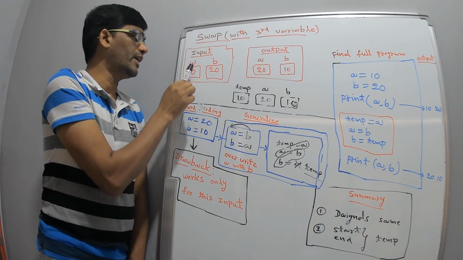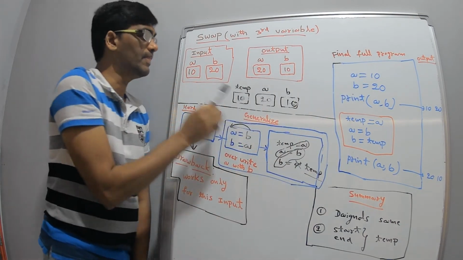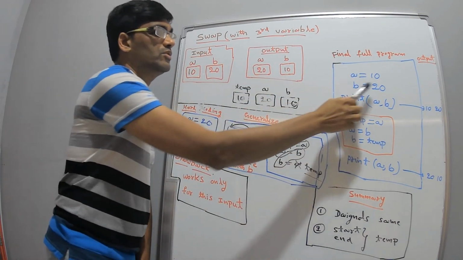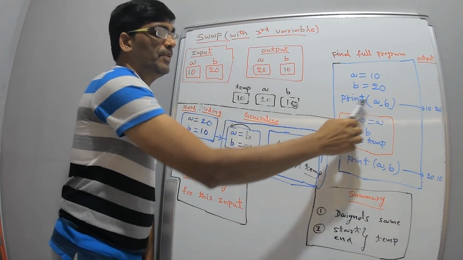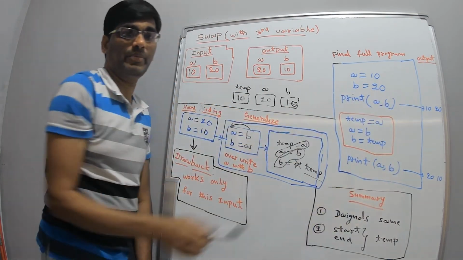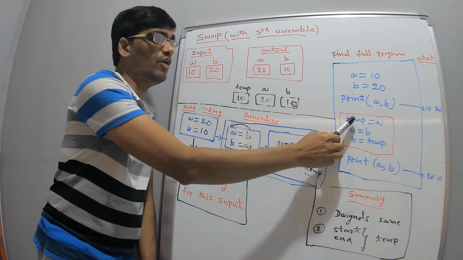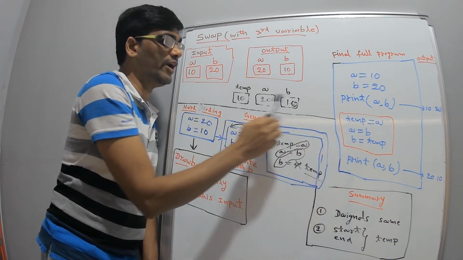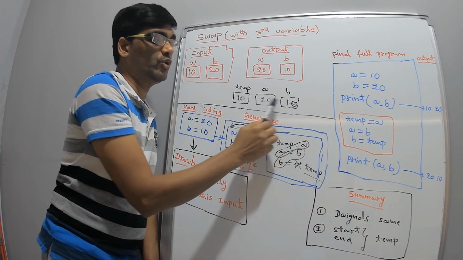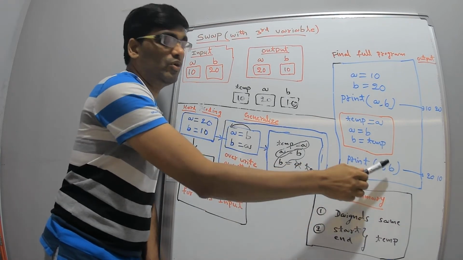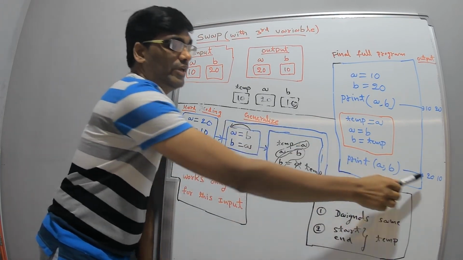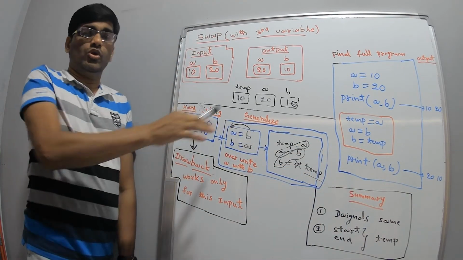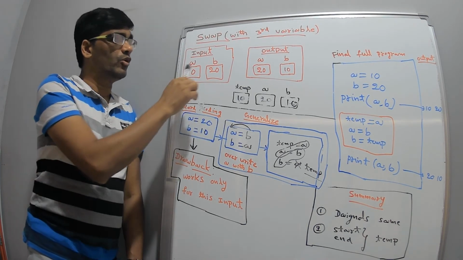So what is the complete program? Starting you want A 10, therefore A is equal to 10 you will write. B you want 20, therefore B is equal to 20 you will write. Then you are saying print A, B. So 10, 20 is printed. Okay. Now after this logic is done, what happened? 10, 20 will become 20, 10. Now if we say print A, B, 20 and 10 will come.